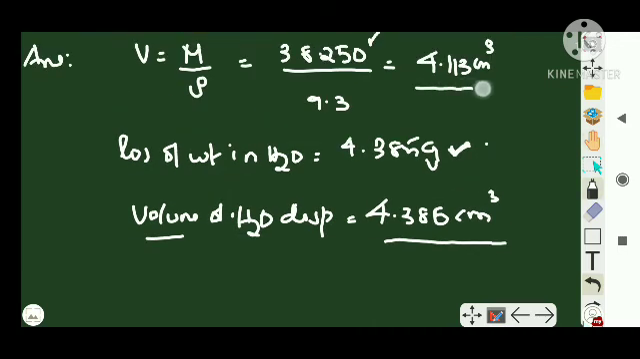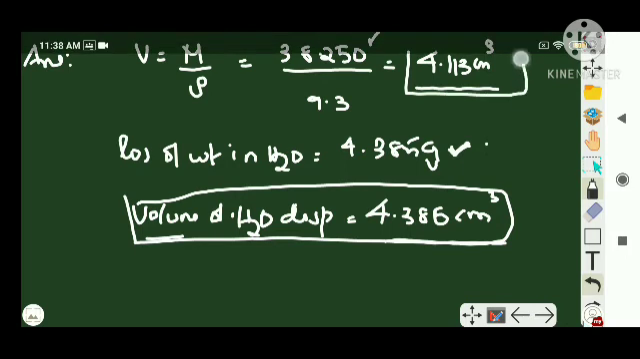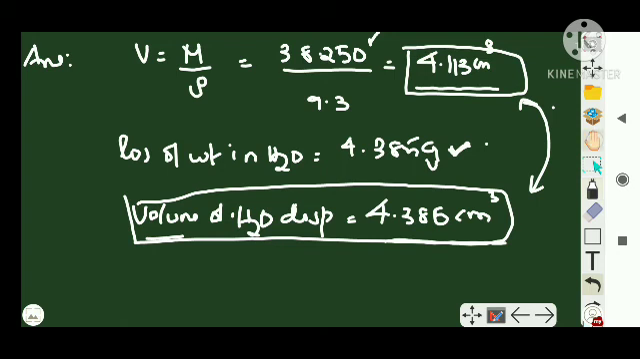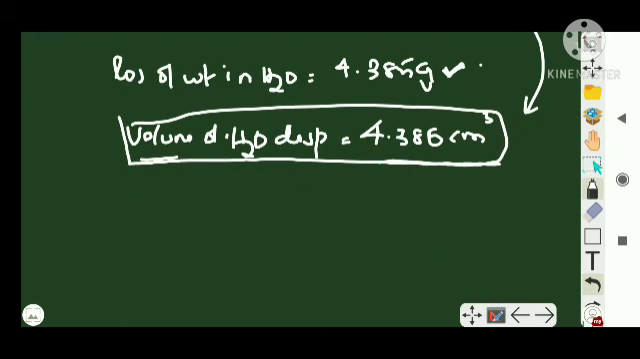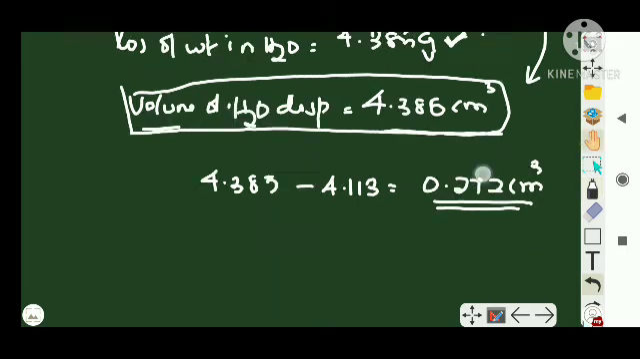This is the total volume of the gold piece, 4.113. So this much volume of water displaced, and this much is the volume of the entire gold piece. So what will be the hollow space volume? It will be the difference of these two, right? So the volume of the hollow portion is 4.385 minus 4.113. You will get 0.272 centimeter cube. We have done a question like this, so it is just a repetition, right?